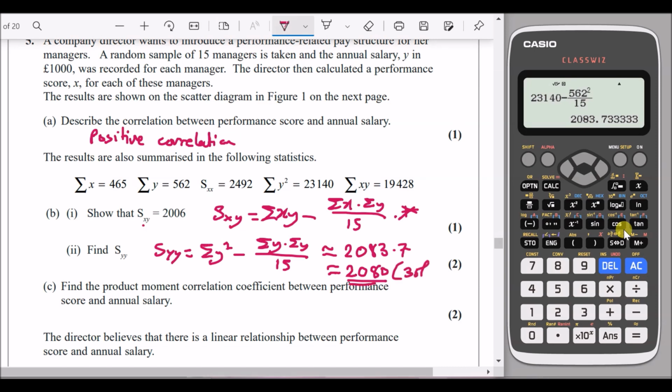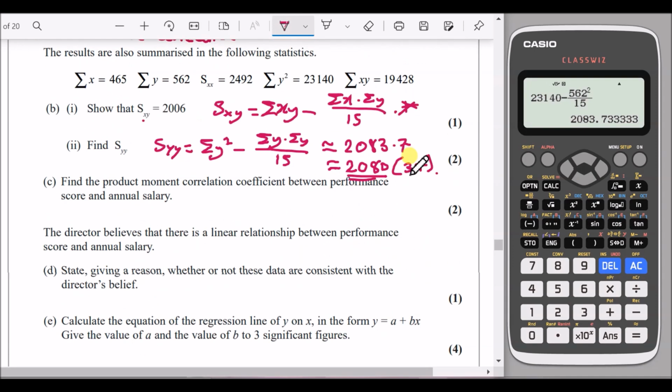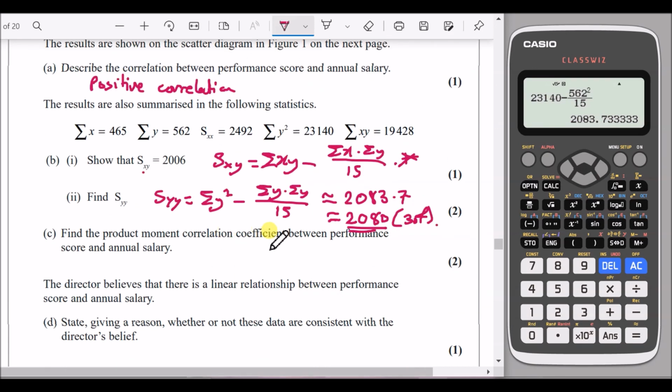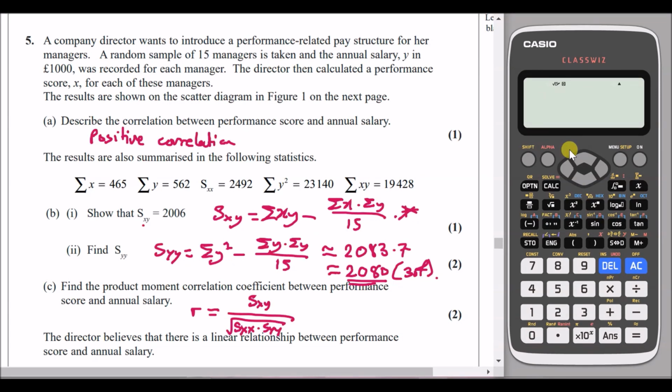3 significant figures. Now C. Find the product moment correlation coefficient between performance score and annual salary. So product moment correlation, that just means find the R value, yeah? Find the correlation. So to find the correlation, it's always SXY over the square root of your two other S values. So SXX times SYY. Now, when we input things in the calculator, always use your exact answers, yeah? So don't use your rounded values. So let's go ahead and put everything in carefully, yeah?